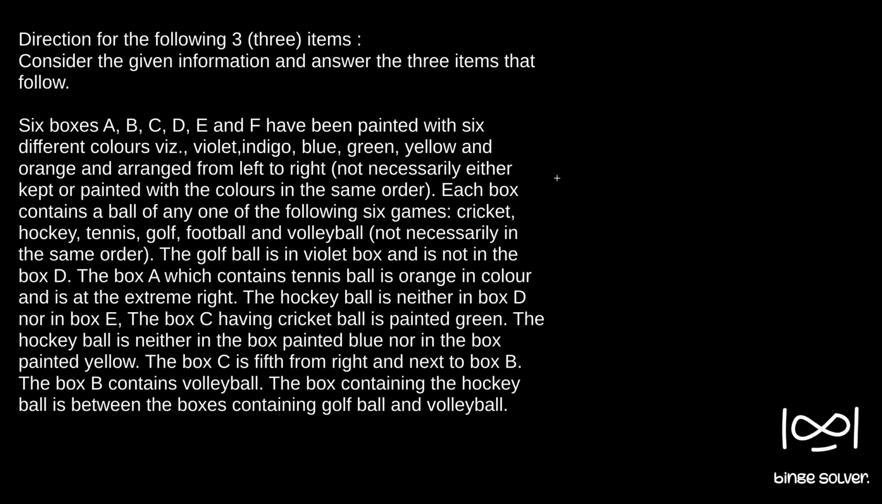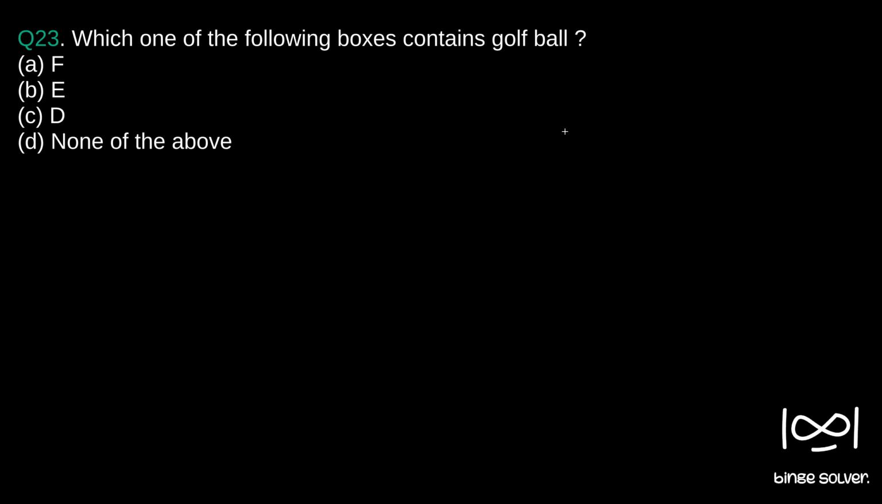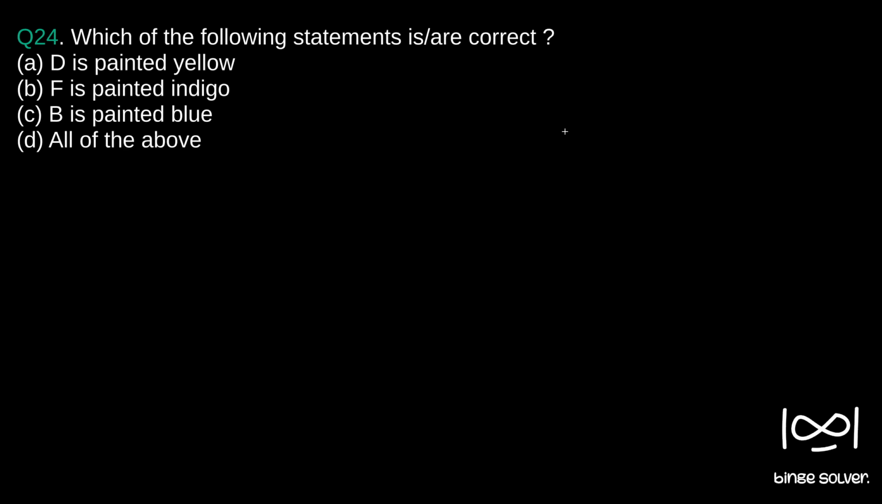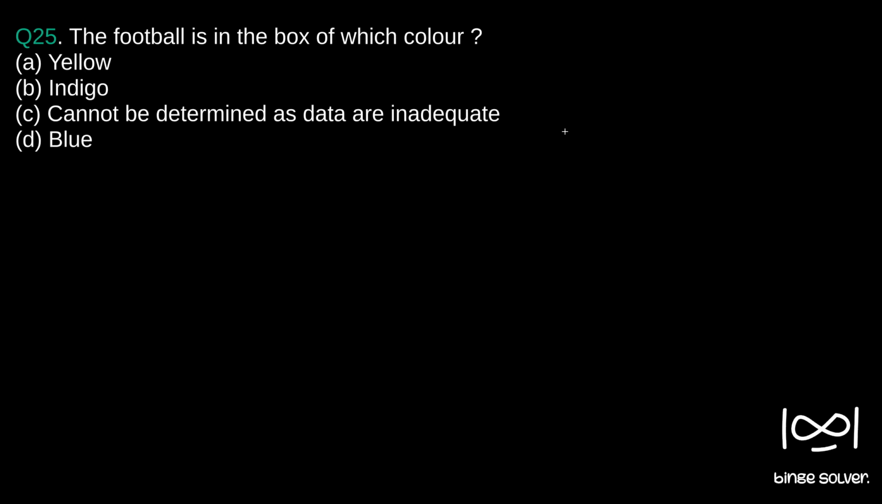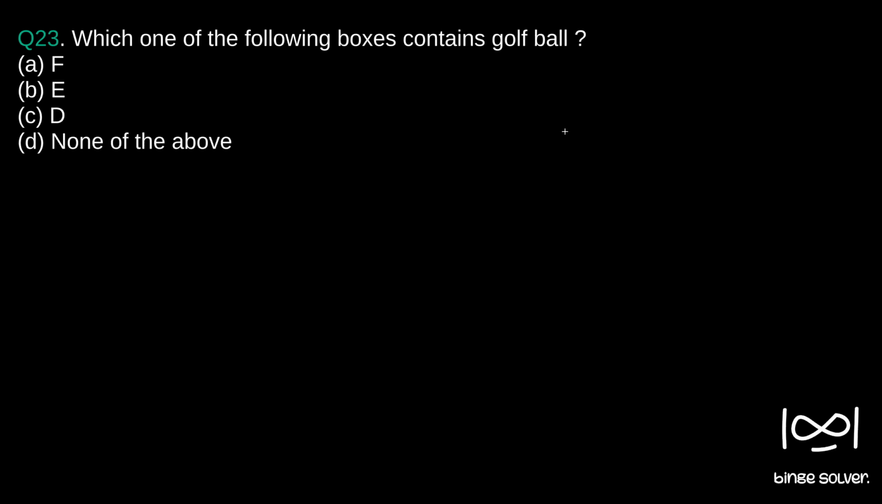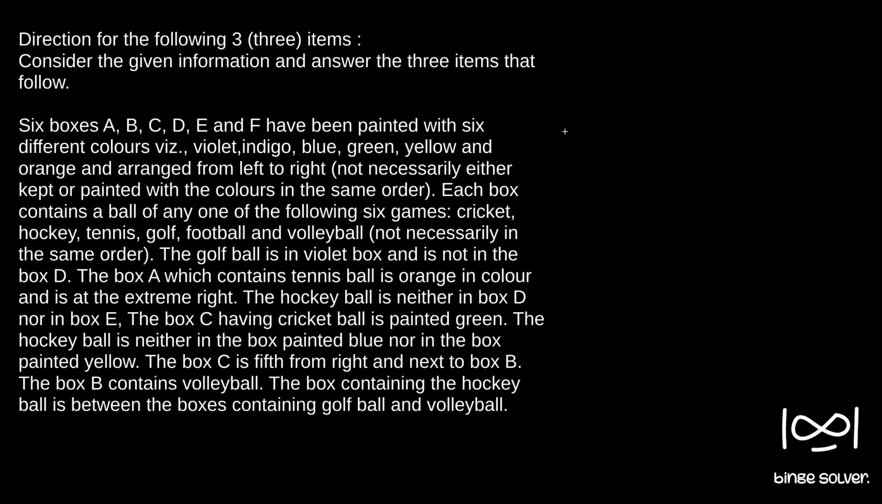Six boxes A, B, C, D, E, and F have been painted with six different colors: violet, indigo, blue, green, yellow, and orange. Before reading the entire paragraph, we'll just look at the questions first and what they are asking. First question is, which one of the following boxes contains the golf ball? And the second question is, which of the following statements is or are correct? It is talking about which box is painted which color, and the football is in the box of which color.